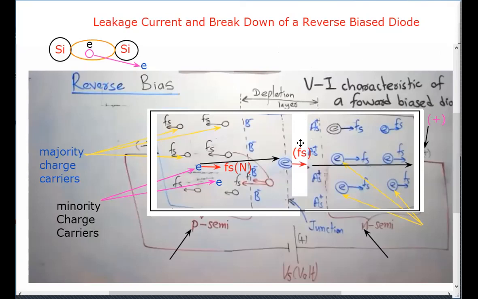Due to those forces, electrons are moved from P semiconductor side to the N semiconductor side through the junction.